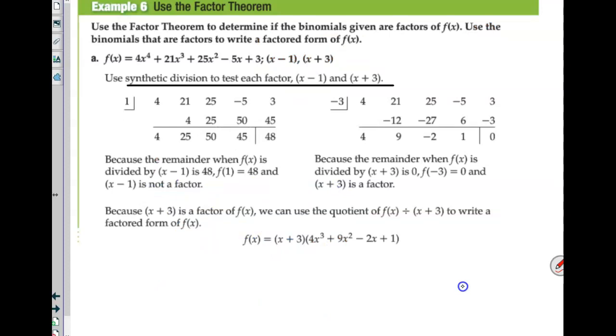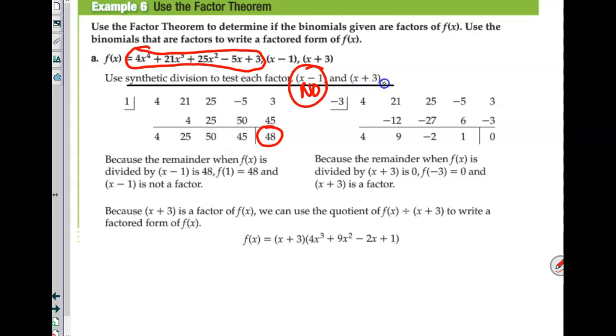Now we're talking about using that factor theorem when I have a really disgusting polynomial like this. It is a degree 4 polynomial. They want to know, is x minus 1 a factor? Just look up here real quick, guys. That means you would put a 1 in. They did synthetic division and they got a 48. So is x minus 1 a factor? No, because it gave me a remainder.